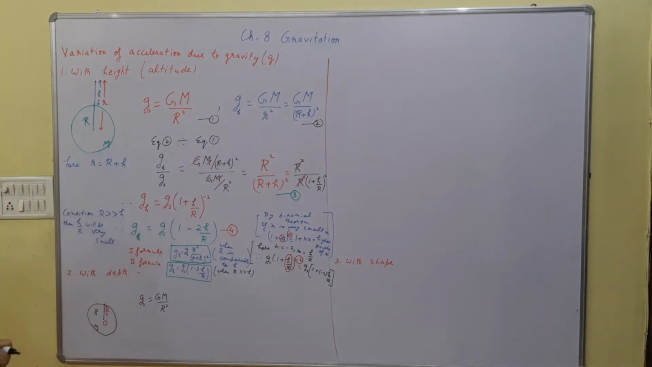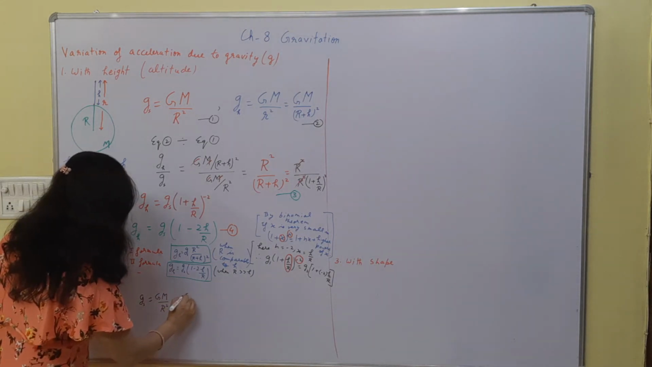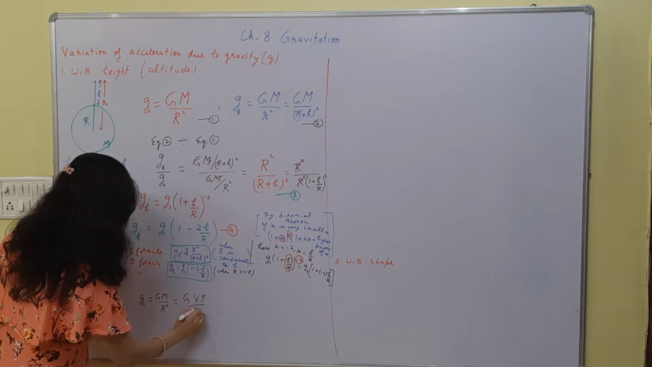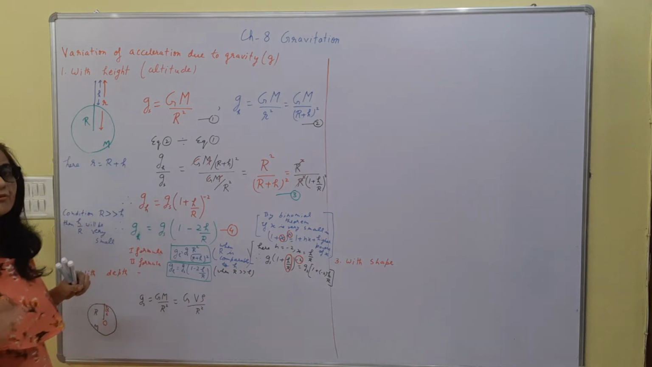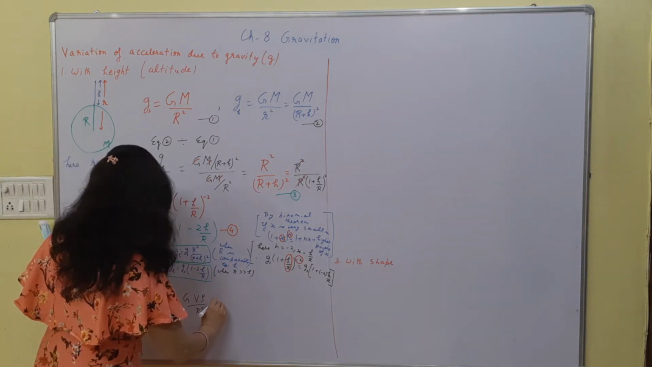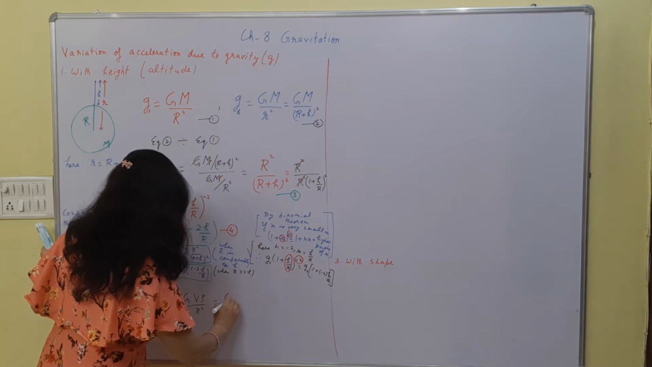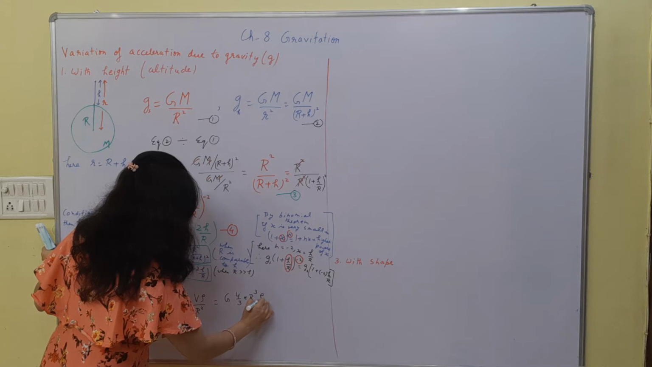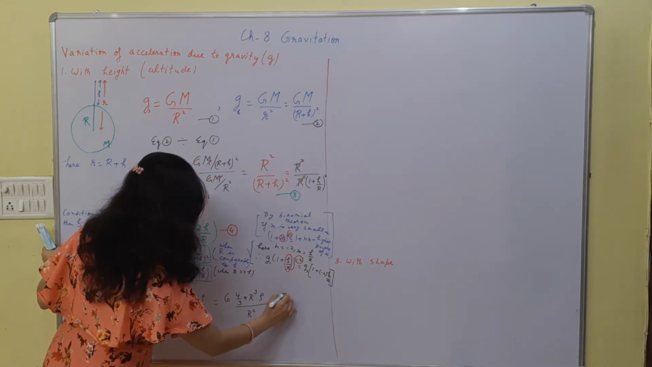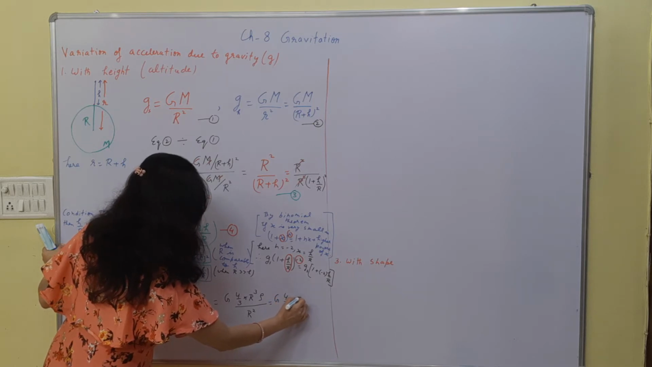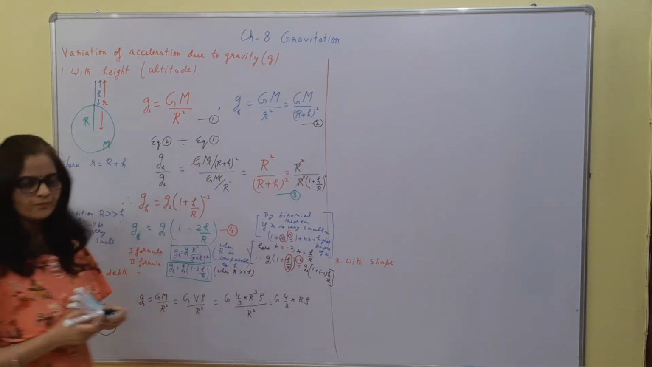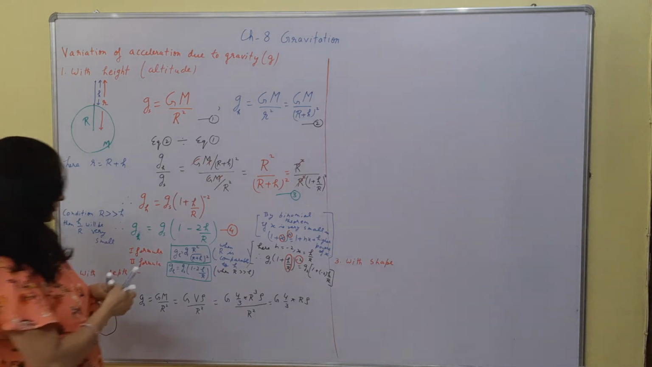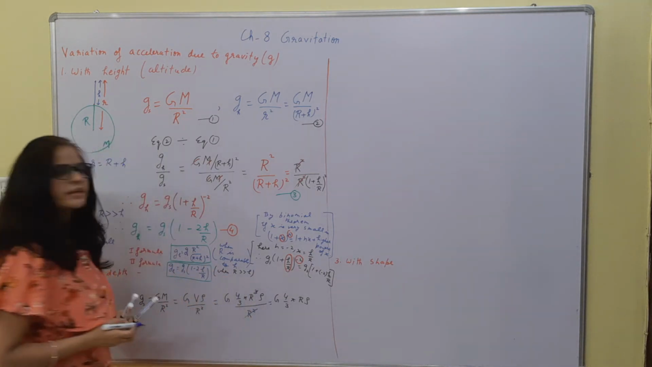This can be written in terms of density. How? M can be written as volume into density. Volume of what? Volume of earth. So this can be written as 4 by 3 pi into radius of earth cube into density of earth upon R square. So this gives me g equals 4 by 3 pi G R rho. This is about the surface, because this square will be cancelled here.